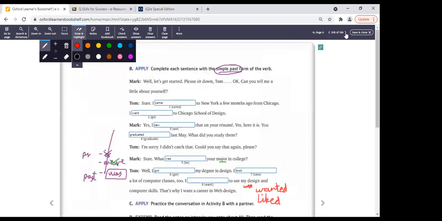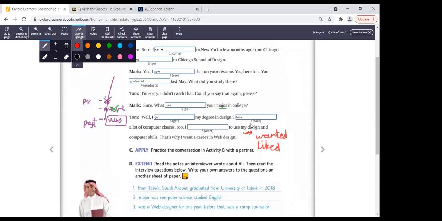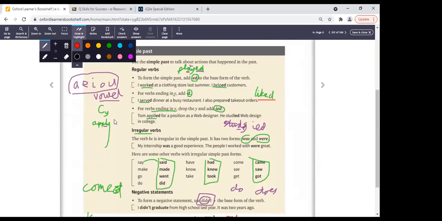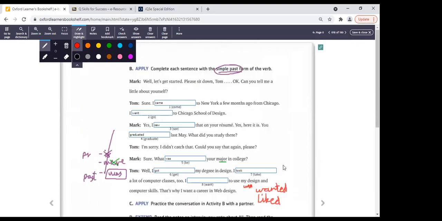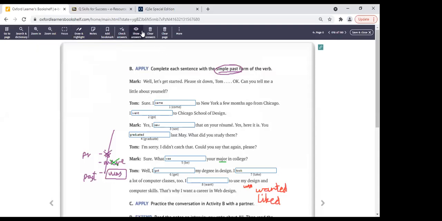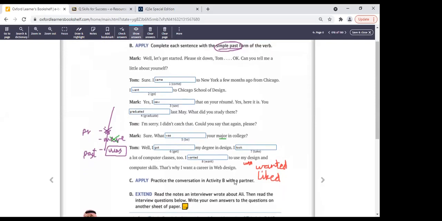I can't think of any other example where the verb stays the same. But there are some verbs. So there's a few verbs which are irregular. So pay attention. Again, irregular, you have to memorize. You memorize how they are. But want is not. Want, like, these are regular verbs. We add ed. Okay, I wanted to use my design and computer skills. Is that all? Is that clear to everyone?